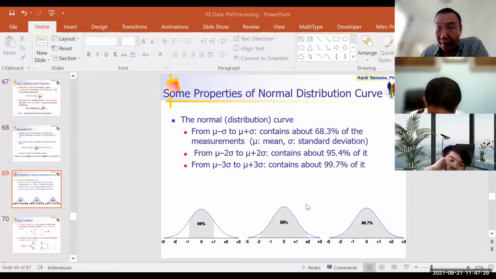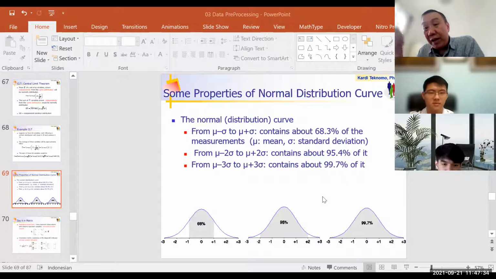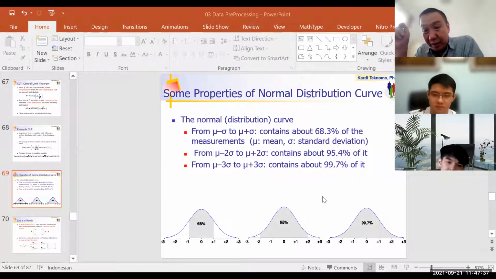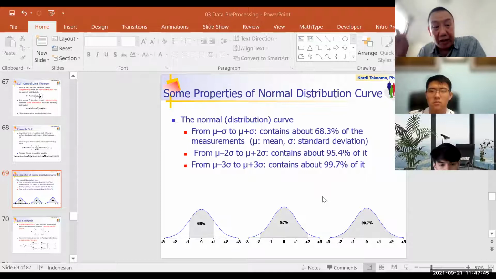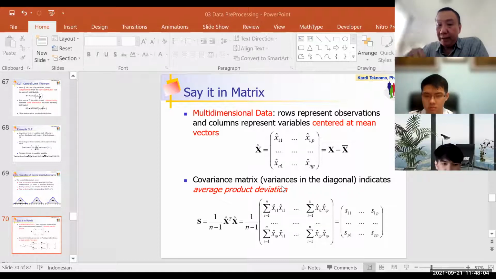Now, if you have real world data, you will not have only one or two variables, isn't it? You will have many variables. So if you have many variables, I want to get the correlation and the covariance of it. How do I do it? Then you need to do it in matrix form. Say your multivariable, multidimensional data, you put it into a matrix like this. Of course, its columns represent the variables, and its rows represent one object.